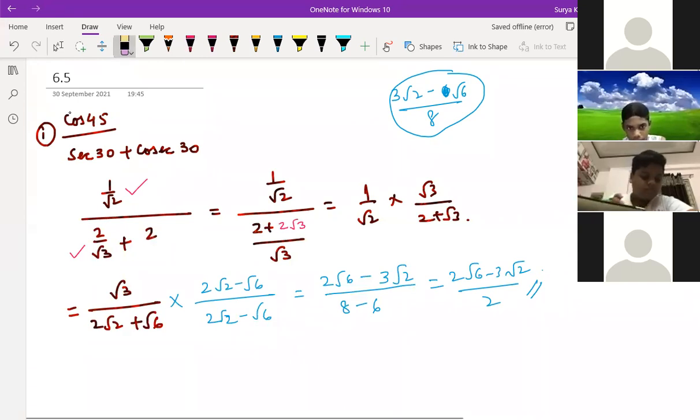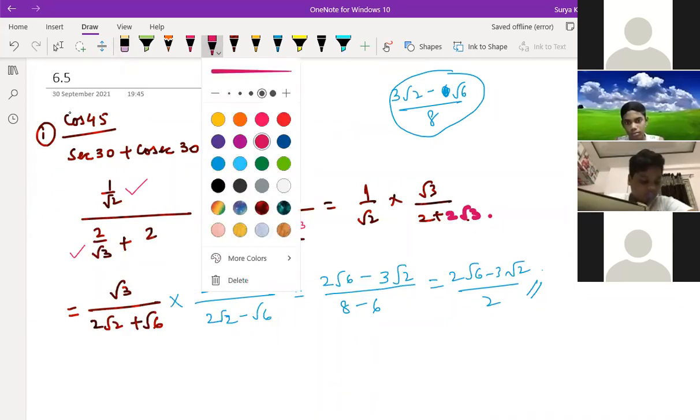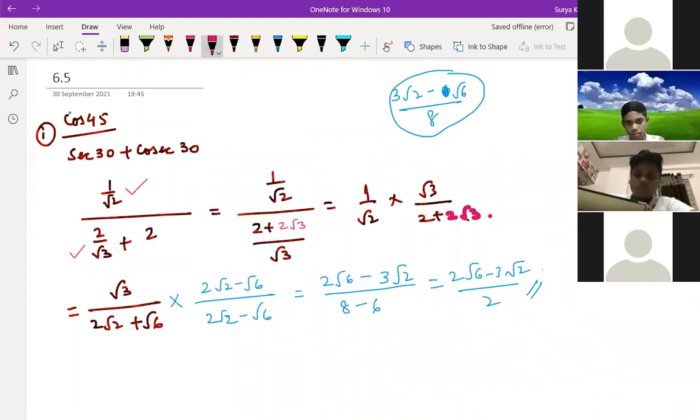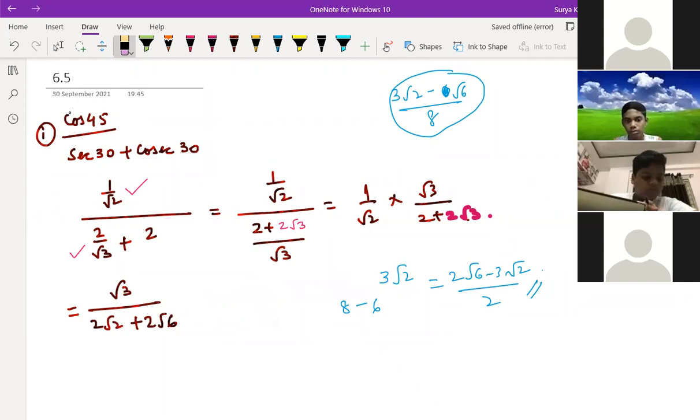So this will be 2 plus 2 root 3. Then root 3 divided by 2 root 2 plus 2 root 6. 1 minute. This is 2 root 6. Now I'm just erasing this part. Now the answer will come.